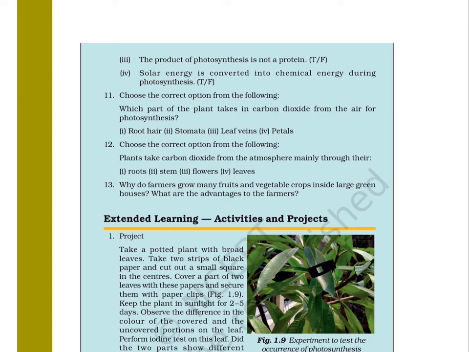12. Choose the correct option from the following. Plants take carbon dioxide from the atmosphere mainly through their 1. Roots. 2. Stem. 3. Flowers. 4. Leaves. 13. Why do farmers grow many fruits and vegetable crops inside large greenhouses? What are the advantages to the farmers?